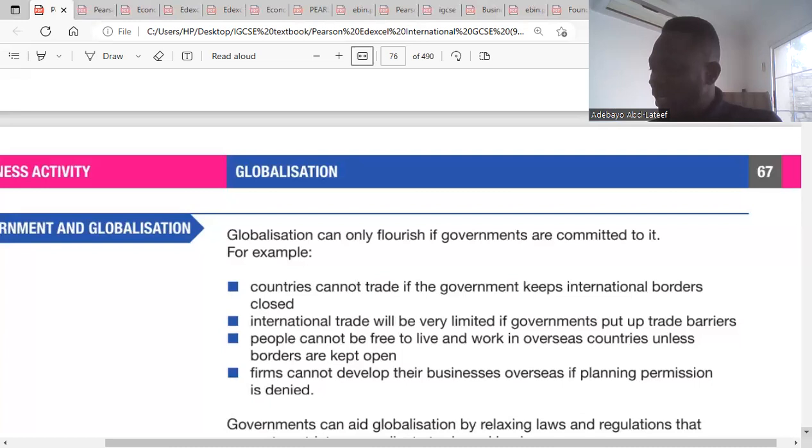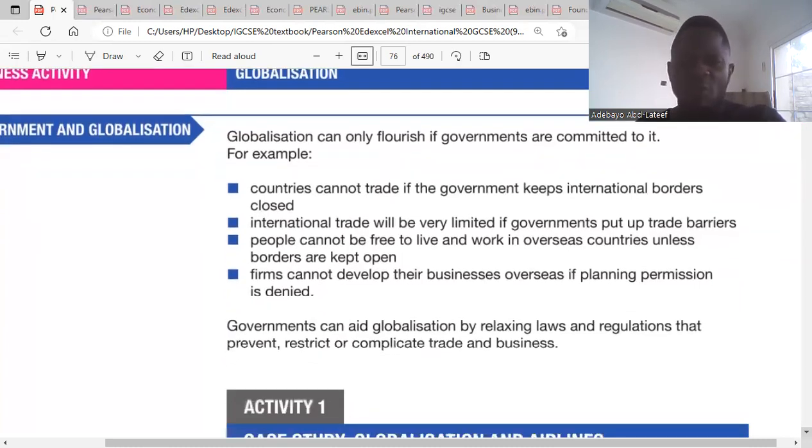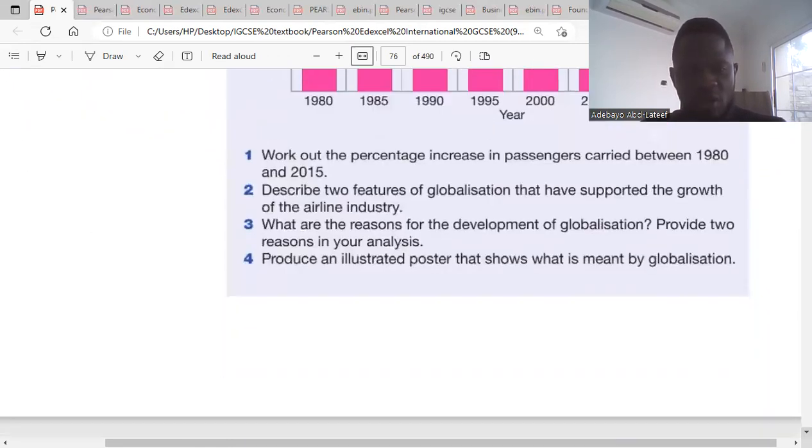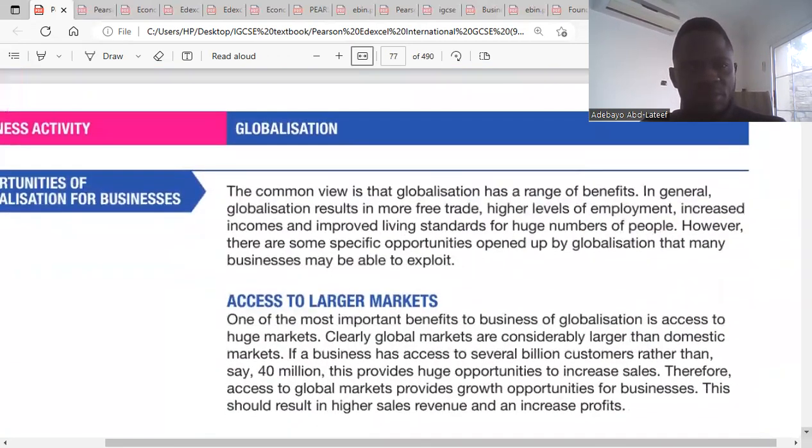So I wrote, government can aid globalization by relaxing laws and regulations that prevent, restrict, or complicate trade and businesses. We're talking about deregulation. With deregulation, businesses will be able, countries will be able to trade with one another. I think that is clear. We have another activity, we get it done yourself. So we move on to opportunities of globalization to businesses.